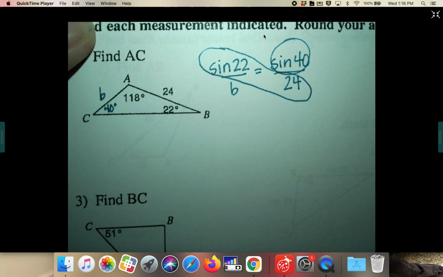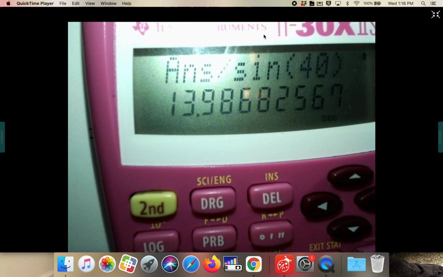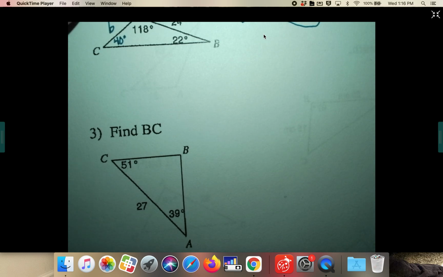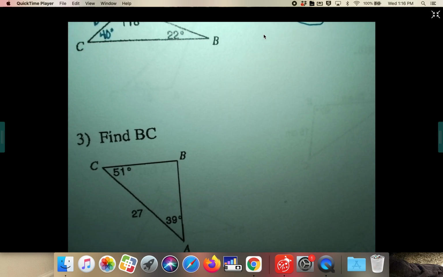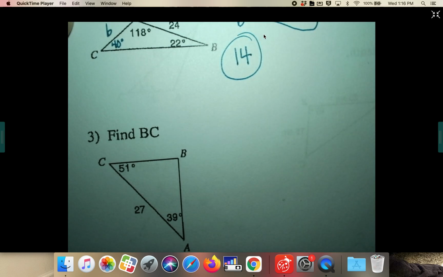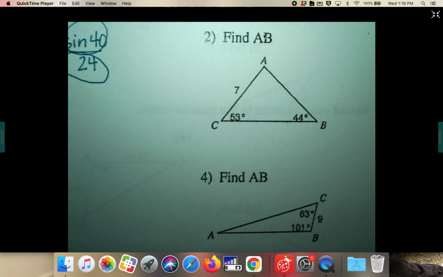I actually don't know what it wants us to round to. The nearest tenth. So 13.9. Actually, that's going to bump it up. So we'll call it just 14. So number one, AC is about 14. Okay, let's try another one.